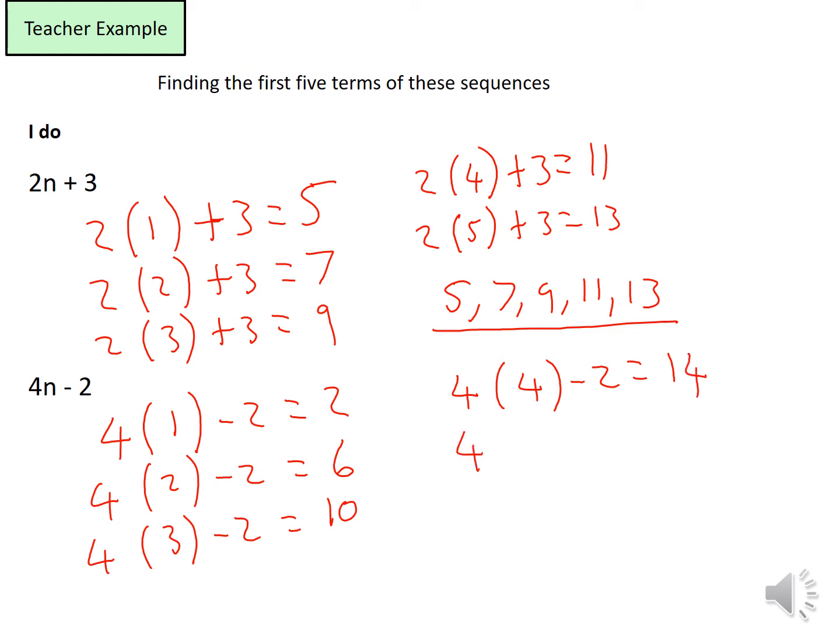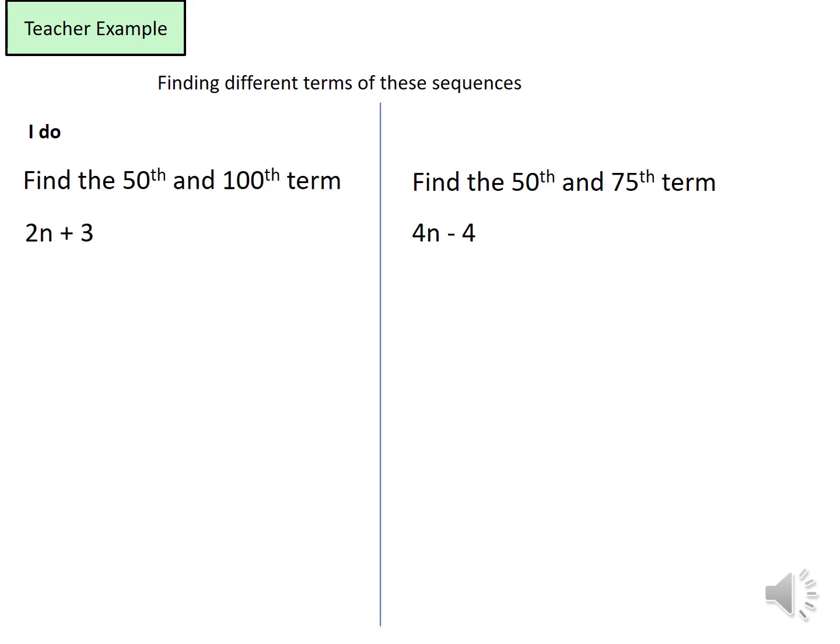So for the fifth term, 4 bracket 5 bracket minus 2, and then I get 18. So the first 5 terms of this sequence are 2, 6, 10, 14 and 18. Normally in an exam it will ask you for the first 5 terms of the sequence. However, sometimes it will give you a sequence and it will specifically say to you, find the 50th term or the 100th term, or it could ask for any specific term in the sequence.